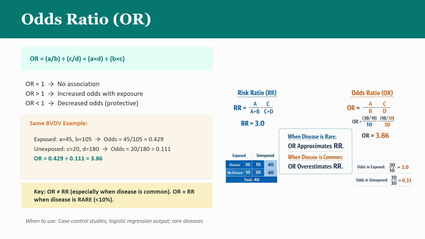How do you use the OR? In case control studies, where you start with cases and controls and look backward at exposure history, you cannot calculate true incidence proportions because you've intentionally oversampled cases. The OR is the appropriate measure in that design. Logistic regression, the statistical workhorse of observational epidemiology, also produces odds ratios. So when you're reading a case control study or a logistic regression output, you're reading ORs, not RRs. Don't interpret them as risk ratios when the disease is common.